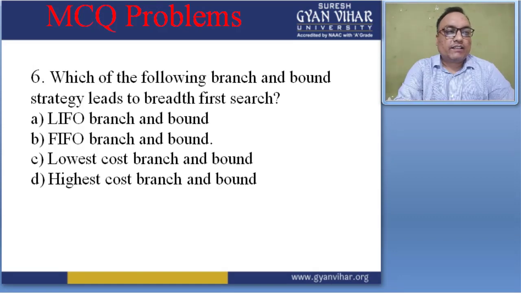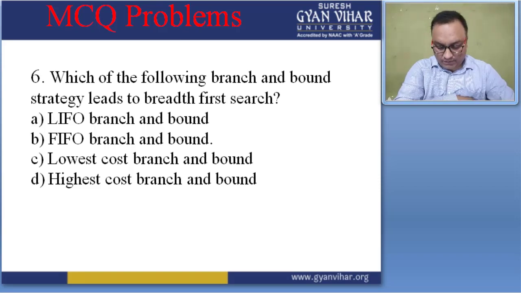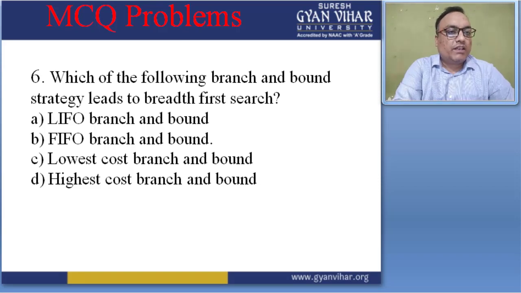In this sixth question, which of the following branch and bound strategies leads to breadth first search? Four options are given here: A is LIFO branch and bound, B is FIFO branch and bound, C is lowest cost branch and bound, D is highest cost branch and bound. So the correct answer of this question is FIFO branch and bound. B is the right answer for this sixth question. Then move to question number 7.